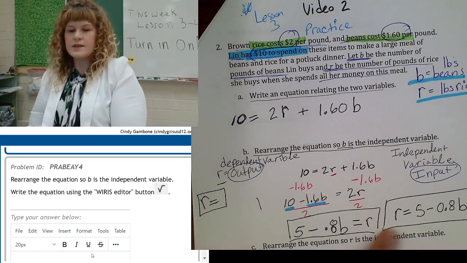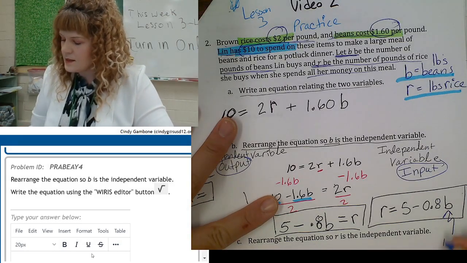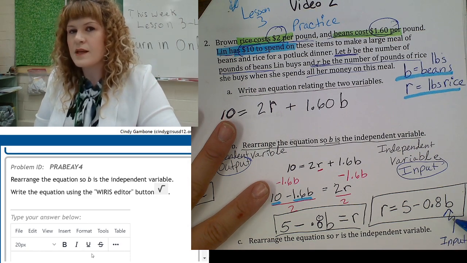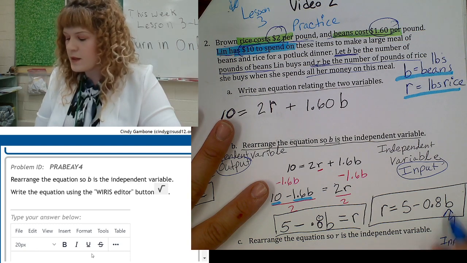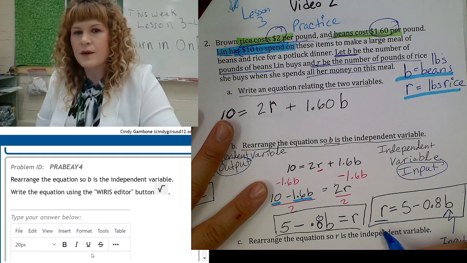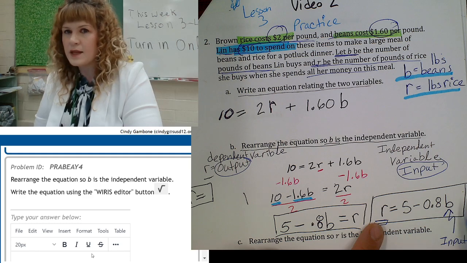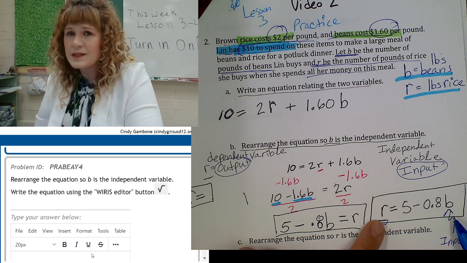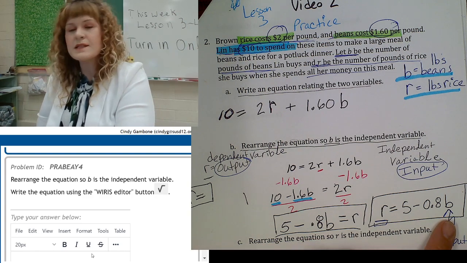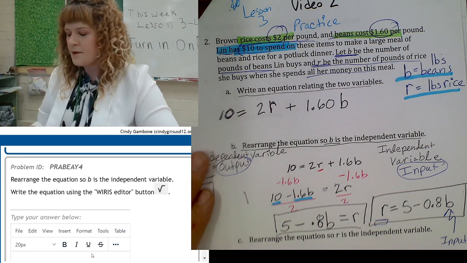Now, r is the output, the dependent variable. B is the input. If you know b, if you know how many pounds of beans you will buy, then you input that into the equation in order to figure out how many pounds of rice you can buy. So then we say the pounds of rice depends on how many pounds of beans you bought. It's the dependent variable. The pounds of beans is independent. It doesn't depend on anything else. It's just what it is.